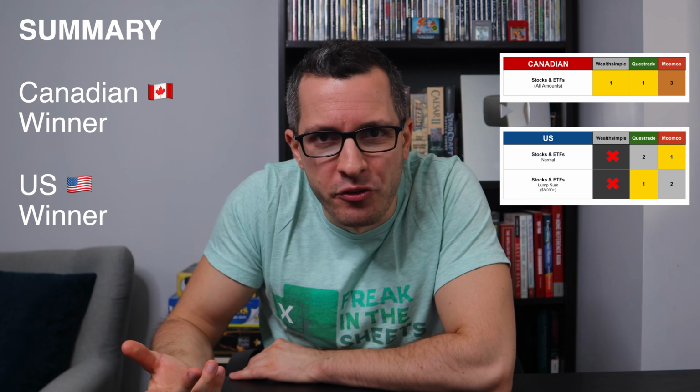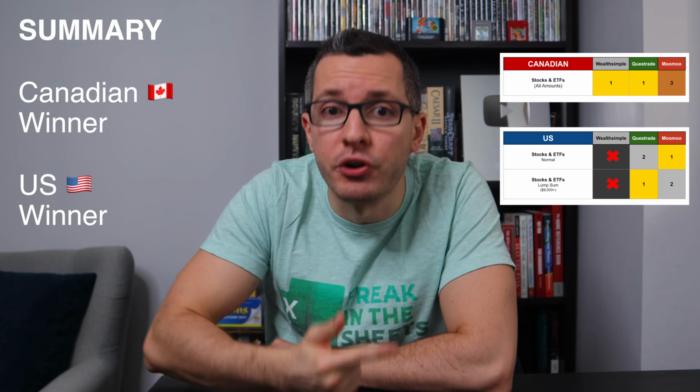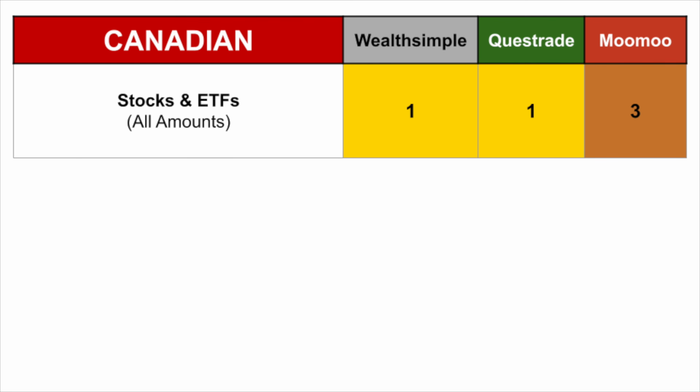I know it's a lot of information, so let's summarize with two easy tables showing gold, silver, and bronze. For Canadian investing, both Wealthsimple and Questrade are free, so they're tied for gold. Moomoo is still great, usually costs just $1.50, so it gets the bronze.